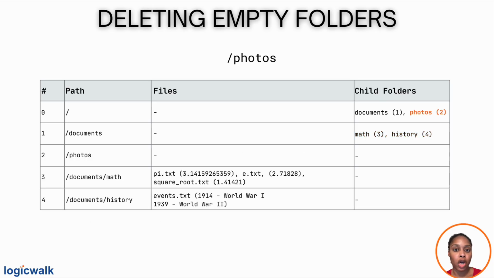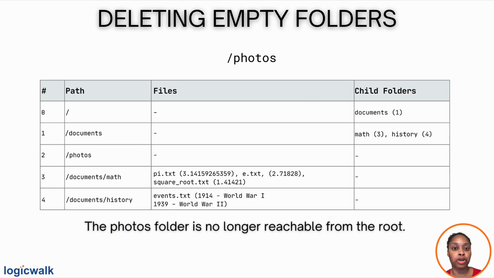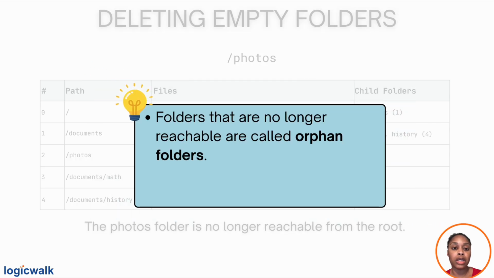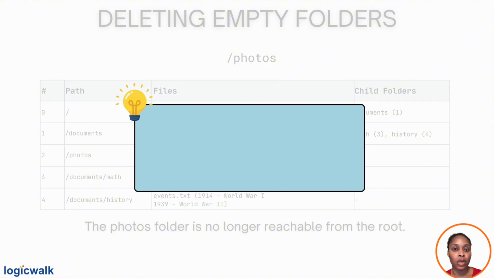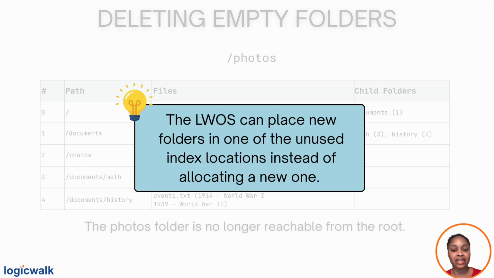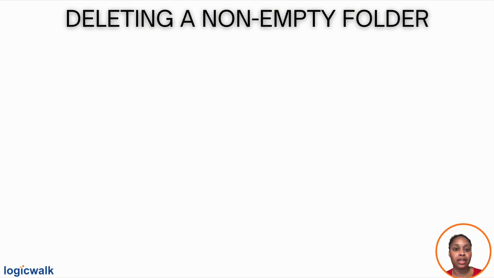To avoid this problem, the OS removes the Photos entry from the root folder's folders map, but leaves the folder itself untouched internally. After this change, the Photos folder is no longer reachable from the root. From the user's perspective, the folder has been deleted. Folders that are no longer reachable are called orphan folders. To reduce wasted space, the OS may reuse orphan folders in the future. When a new folder is created, the LWOS can place it in one of these unused index locations instead of allocating a new one. Now let's look at what happens when we try to delete a non-empty folder.